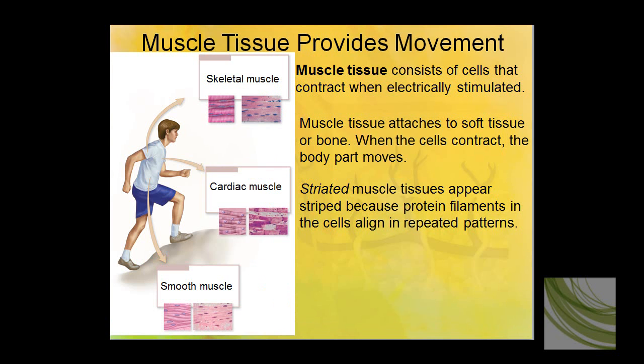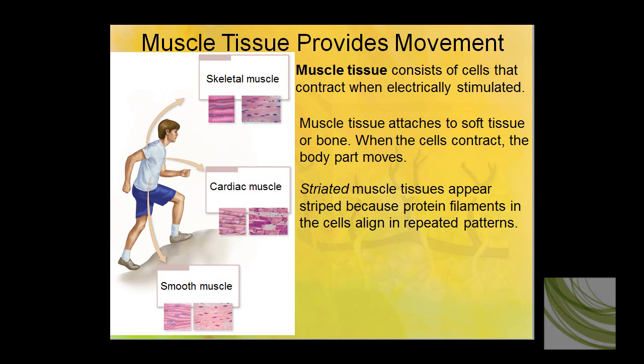Muscle tissues consist of cells that contract when electrically stimulated. This is done through a process of diffusion of sodium ions into the cell to send an action potential, and then to reset before the next muscle contraction. The sodium flows back out and resets. Muscle tissue attaches to soft tissue or bone.